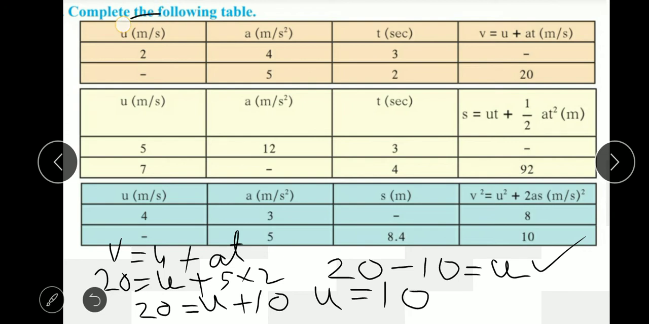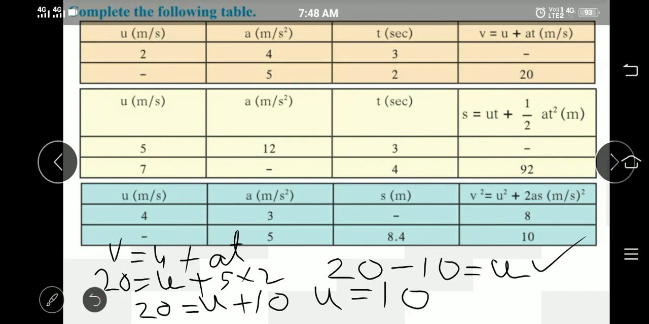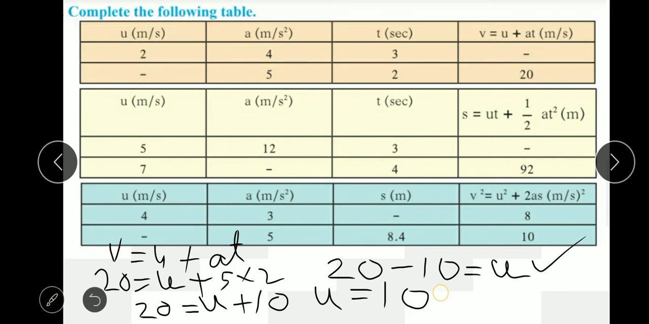Now here u has the unit meter per second. Velocity is measured in meter per second, so we will write meter per second, students. So here we got the answer for the second: it will come as 10, students. So we can fill in 10 here, and in this way we can solve the second one also.